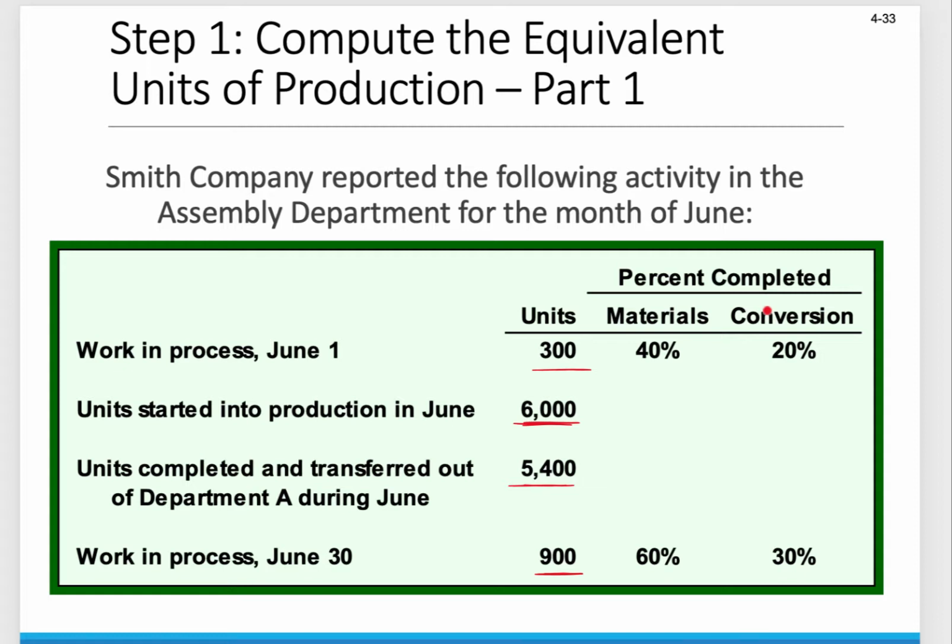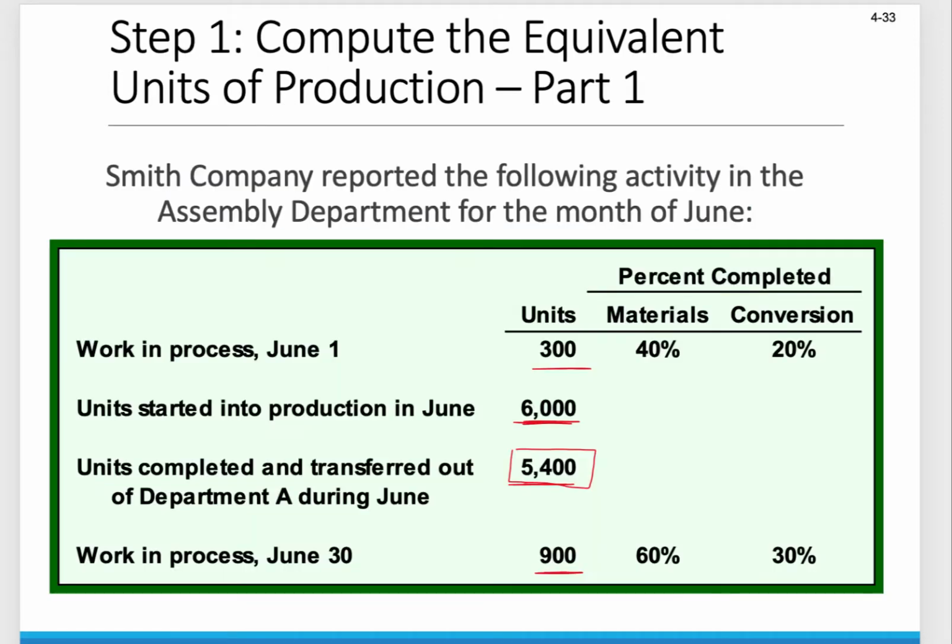So the first component in our calculation of equivalent units is we need to identify the units completed and transferred out of the department in June. That was our 5,400 units for material and conversion. So these are 100% complete with respect to material and with respect to conversion costs. You might say, well, wait a minute, how do you know that these things are 100% completed? Because it tells me they were completed and transferred out.